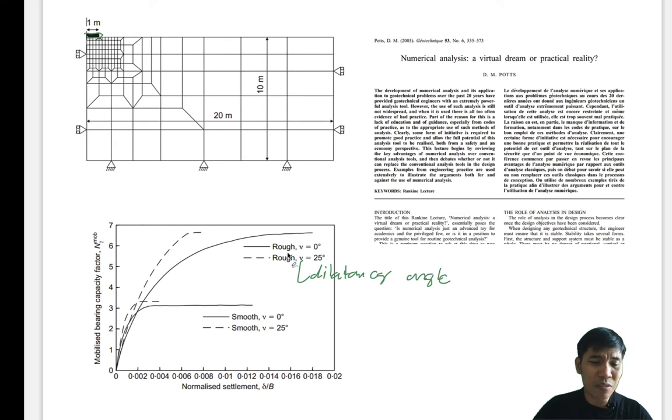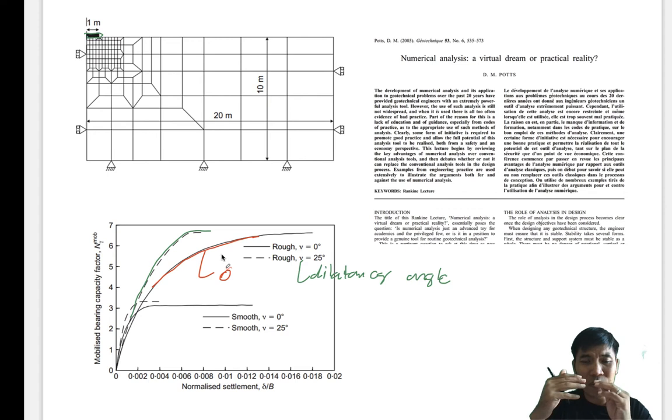Like that. He varied this one like that. And he found that if you increase the dilatancy angle to 25, the result is higher than with the dilatancy angle equal to 0. It's something around here. So that means if you increase the dilatancy angle, the deformation of your analysis result will be decreased.